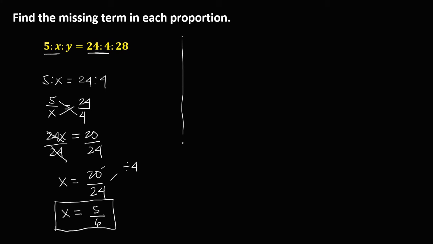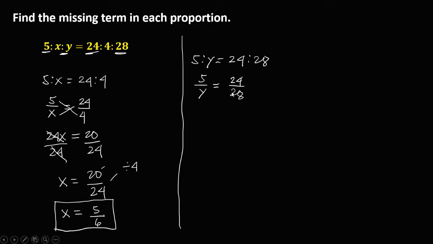Then to solve for y, using this ratio, 5 is to y and 24 is to 28. So 5 is to y equals 24 is to 28. Then rewrite this one in fraction form. So 5 is to y, that's 5 over y equals 24 over 28. Then cross multiply.